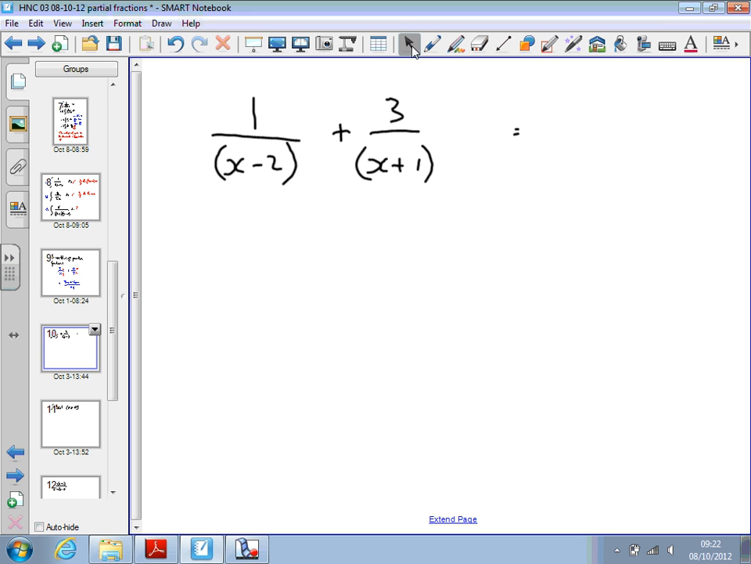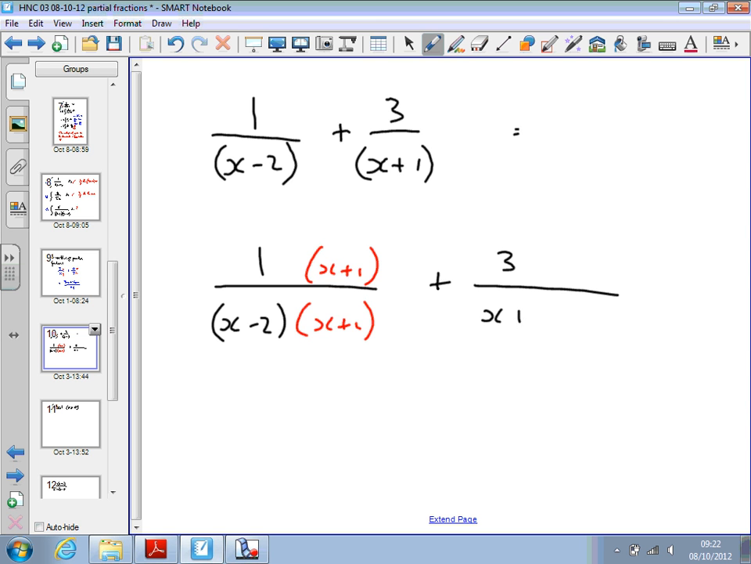What about this one? So what would I multiply x minus 2 by? X plus 1. So what would I have to times the top by? Okay. But it would in fact be 1 times that, wouldn't it? What about the next one? Okay. In other words, we do exactly what we just did for the other one.